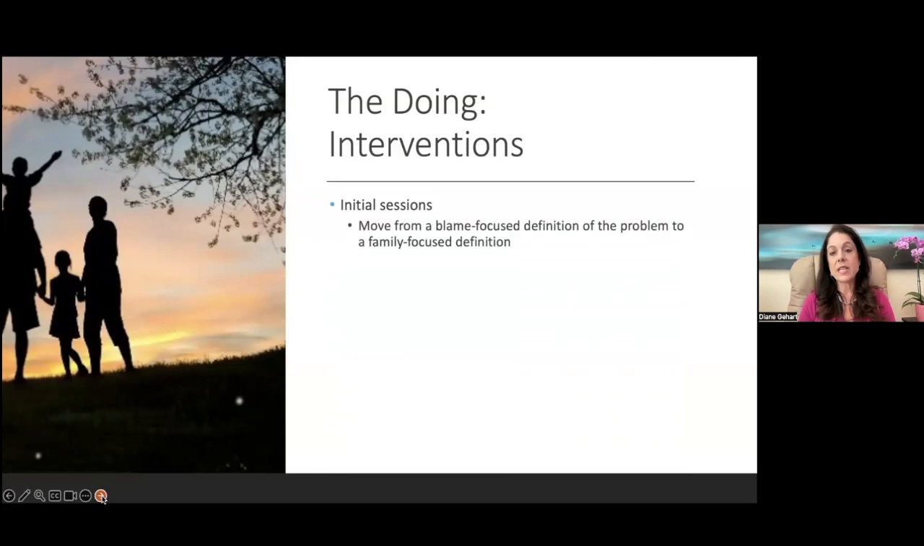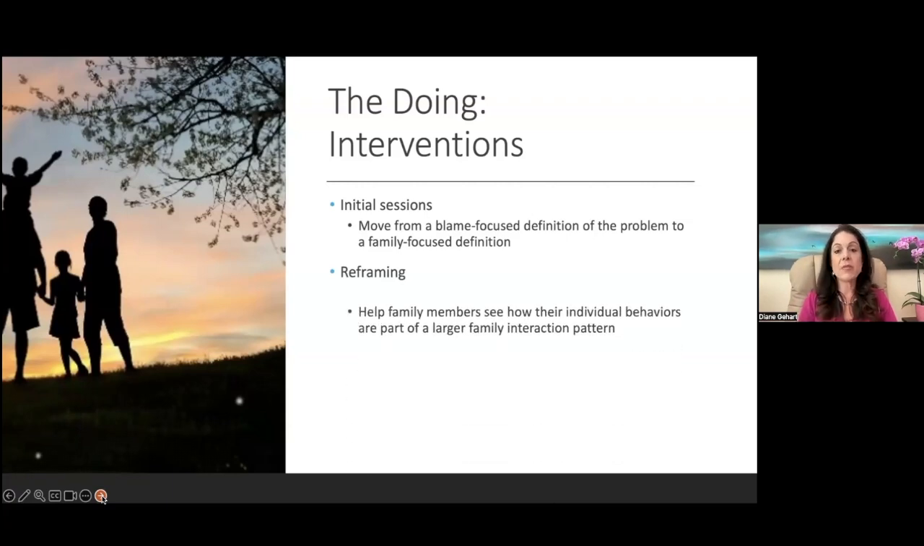So in the initial sessions, you're trying to move from a blame-focused definition of the problem to a more family one. And so kind of expanding, and this is very classic in most family therapy approaches, you're moving the blame away from just the individual and expanding it to how the family has responded to some of these challenges or responded to challenges from the broader societal system, right?